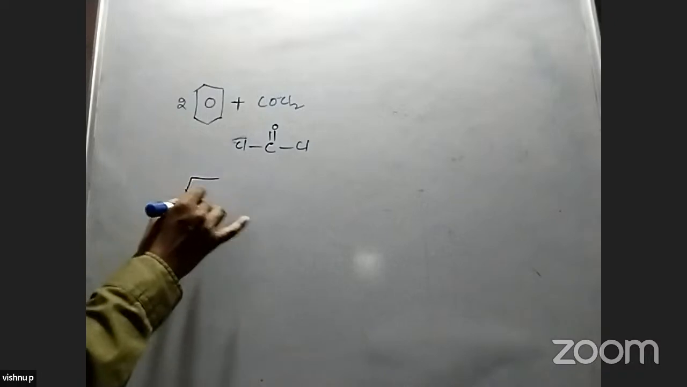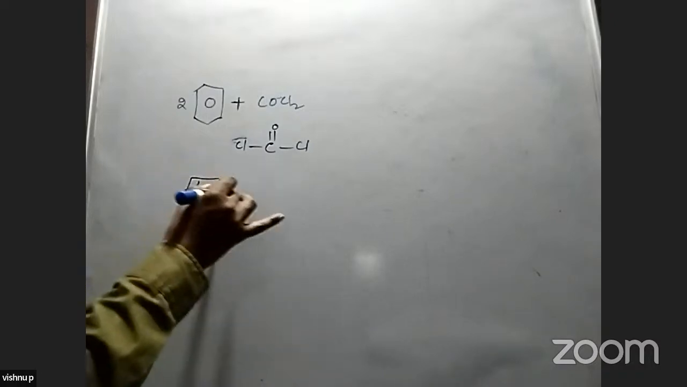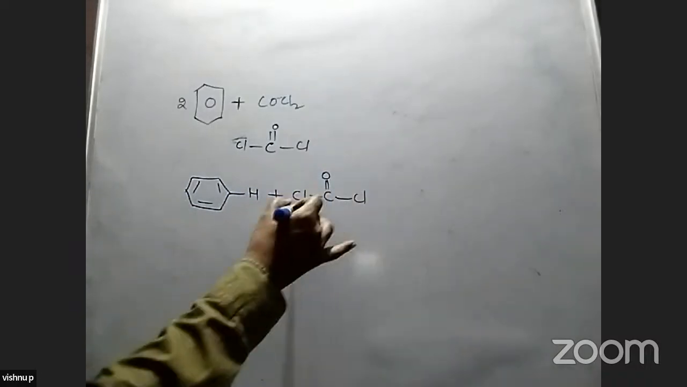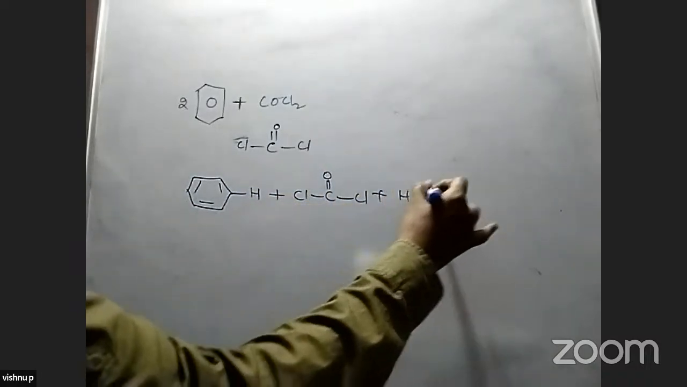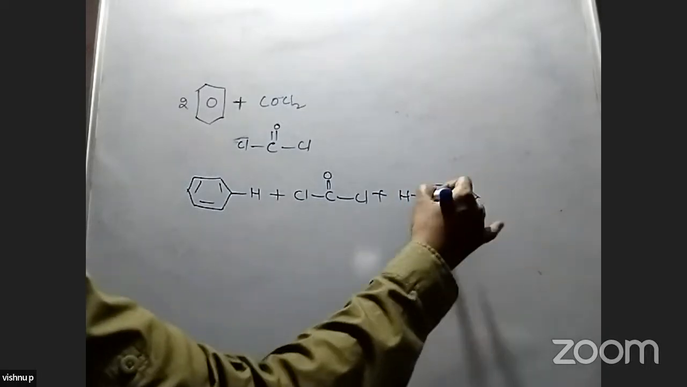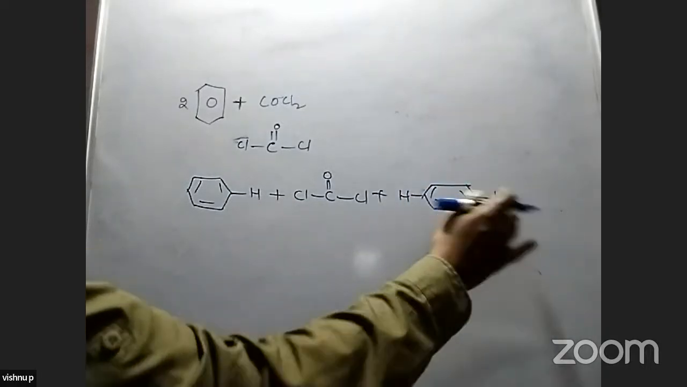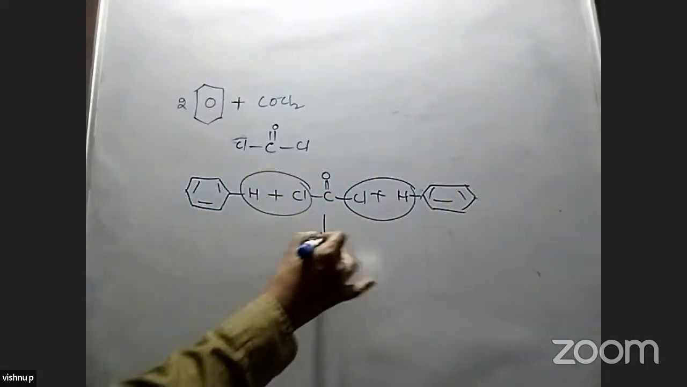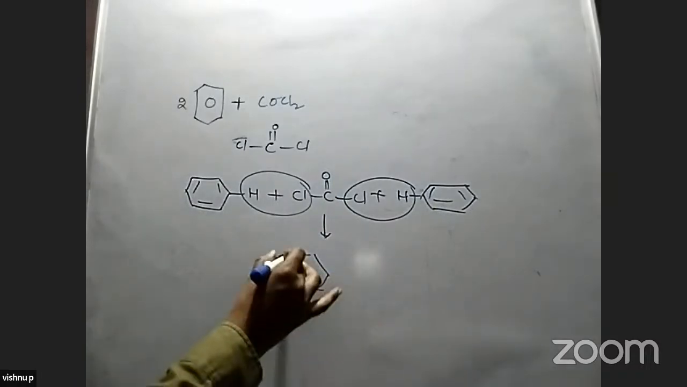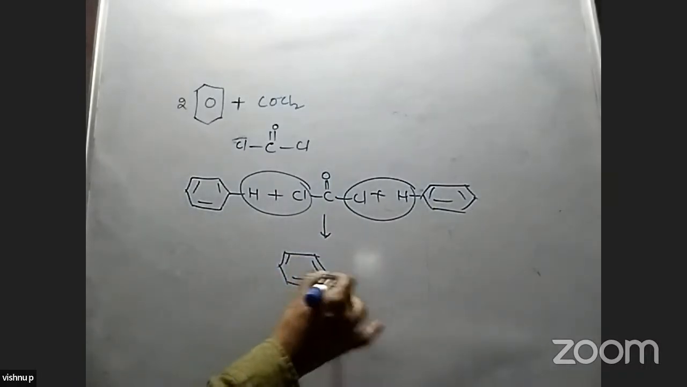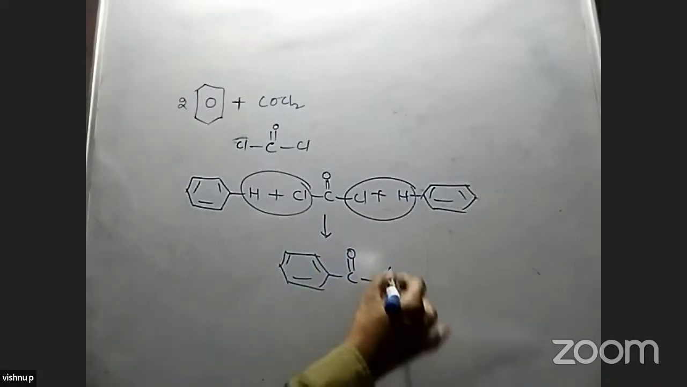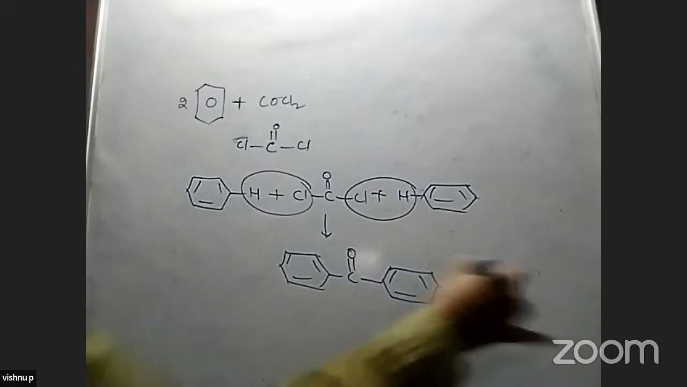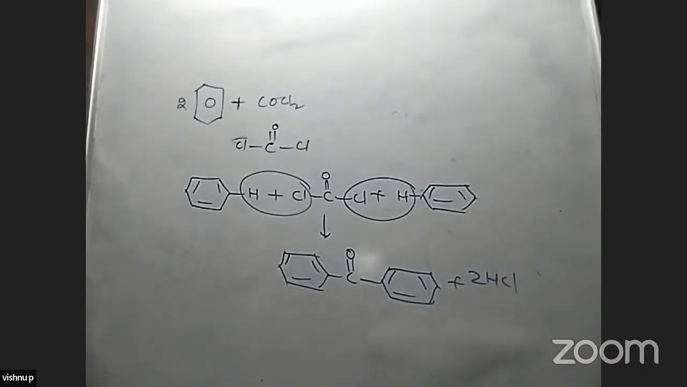So 2 moles of benzene molecule react with the phosgene when it is heated. Here one more benzene with alternate bonds and hydrogen. I need to write this. So these 2 HCl's are separated and we get the benzophenone compound formed in this reaction. Here benzophenone is formed with 2 moles of HCl formed in this reaction.